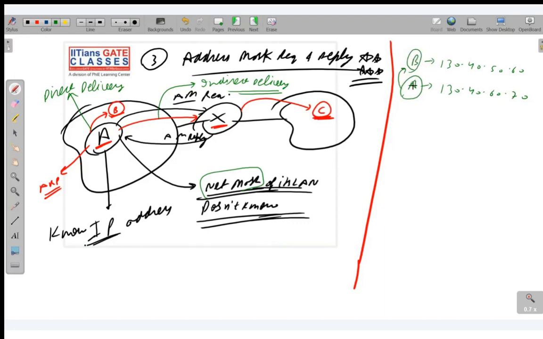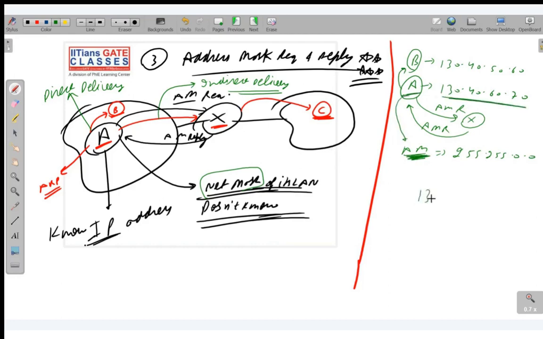It wants to check whether B is in my network or not. One and the same thing. So first of all, A will send an address mask request to the router. The router will give an address mask reply, and let us suppose the address mask the router has given is 255.255.0.0. So now what will A do? A will apply this net mask, or address mask, with AND on its own IP address.